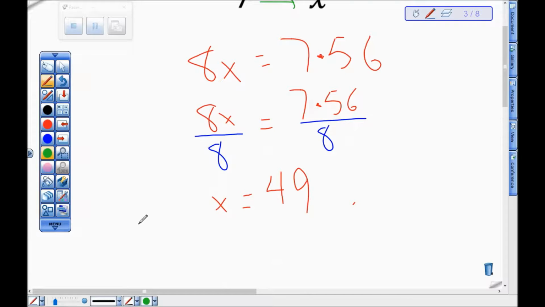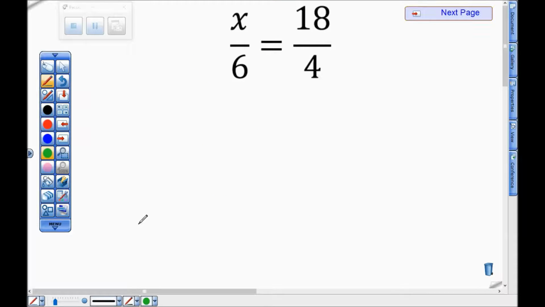Okay, let's look at our next one. x over 6 equals 18 over 4. So, cross products. I've got x times 4, which is 4x, and I've got 18 times 6.